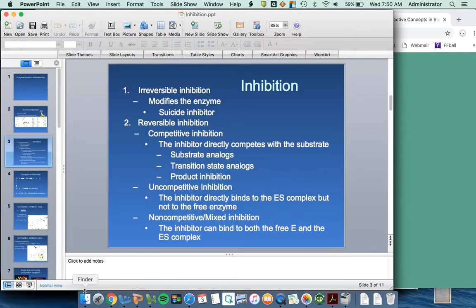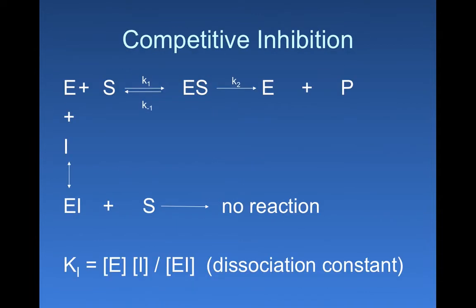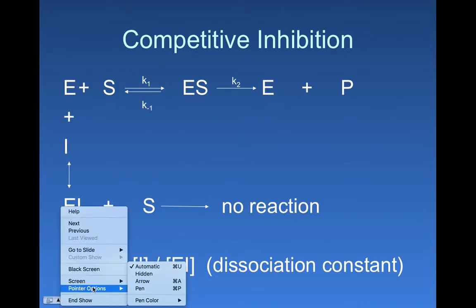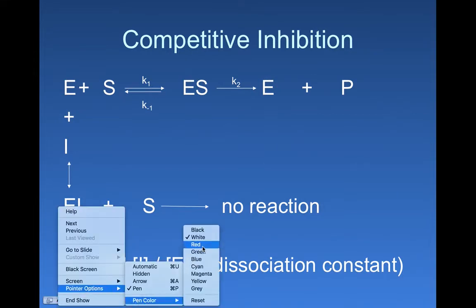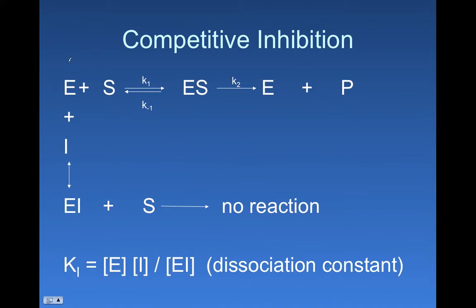Okay, so let's look at some of the details of competitive inhibition. Here's our Michaelis-Menten equation up here, which should be familiar to you. This is the basis for our derivation of the Michaelis-Menten equation. Enzyme plus substrate goes to the complex and proceeds towards product. And here's how the competitive inhibitor interacts.